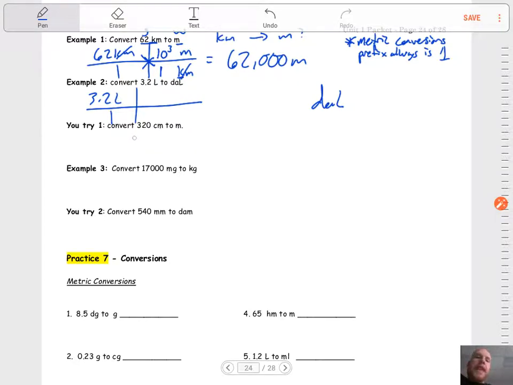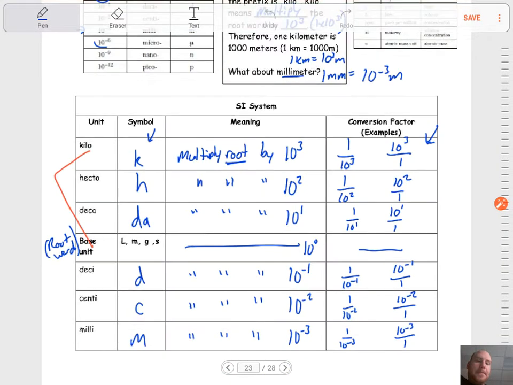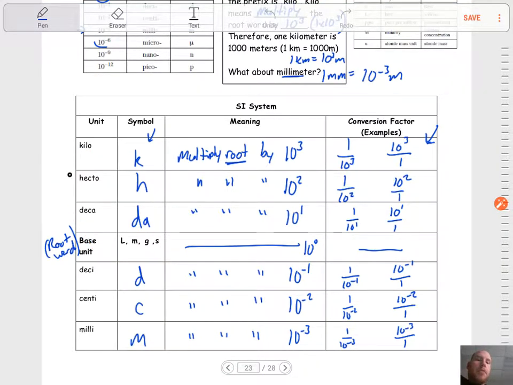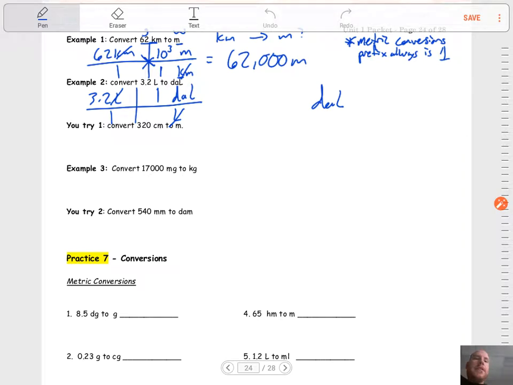Where does liters have to go to cancel out? It's got to go on the bottom. That means decaliters is going to go on the top. Cross out my liters. Now again, the prefix gets the number 1. Notice the prefix is on the top here. So 1's going to be here because that prefix means, if I go back to my chart, deca, okay, means multiply the root by 10 to the first. So the one in my fraction that has the root is going to get that factor of 10.